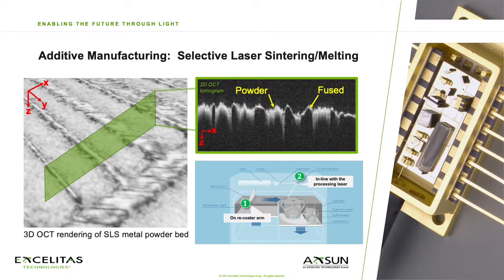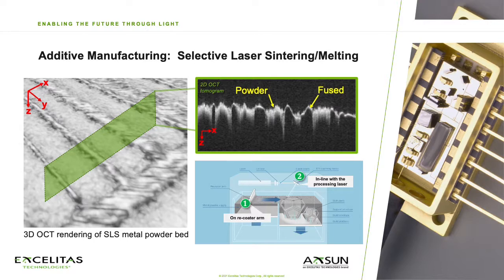Defects can occur from small irregularities in the metal powder bed, and thus a real-time powder bed monitoring technology is desired. OCT can characterize the powder bed and discriminate between fused and non-fused powder, as well as measure small height irregularities, which can accumulate into warped parts after many layers are deposited.